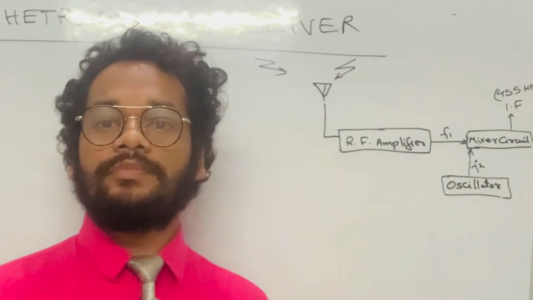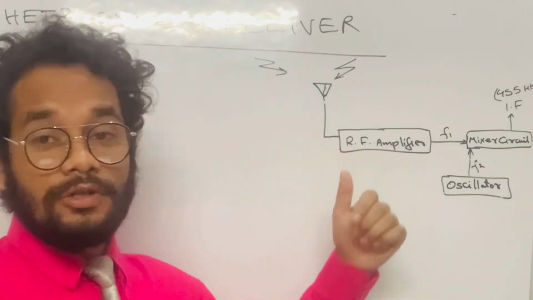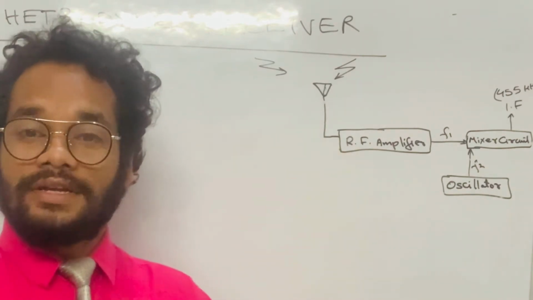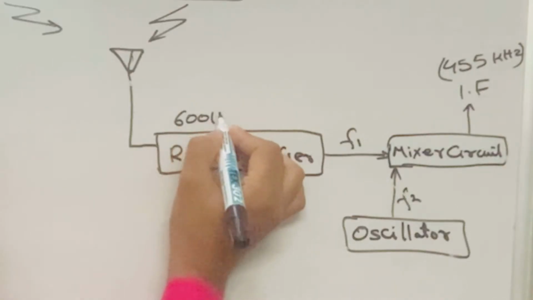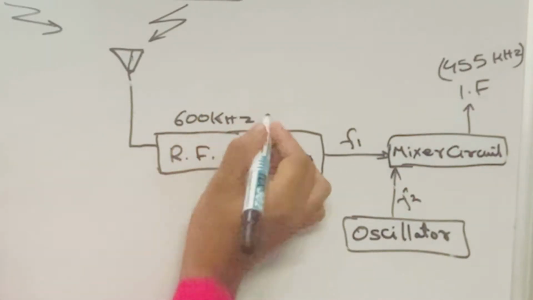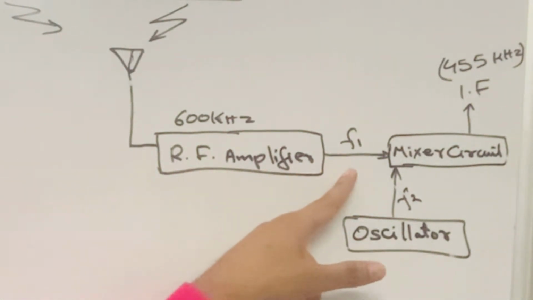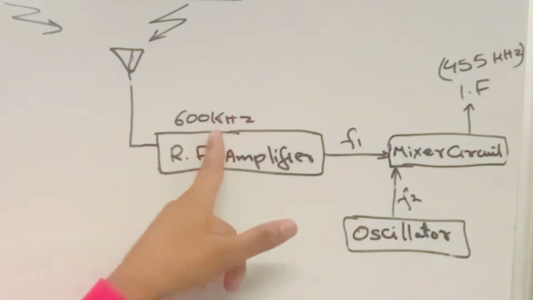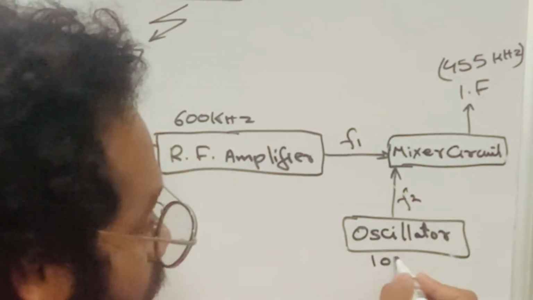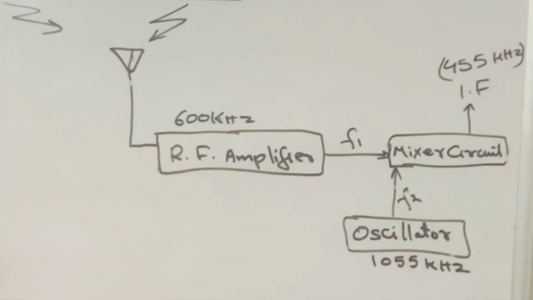For example, there is a broadcast station transmitting at 600 kilohertz, and the receiver has also been tuned to 600 kilohertz. In that case, 600 kilohertz will be received by the radio frequency amplifier. Okay, that will be F1. In this situation, what will be the oscillator frequency? The oscillator frequency will be 455 ahead of this, that is 1055 kilohertz. Are you getting it, friends?